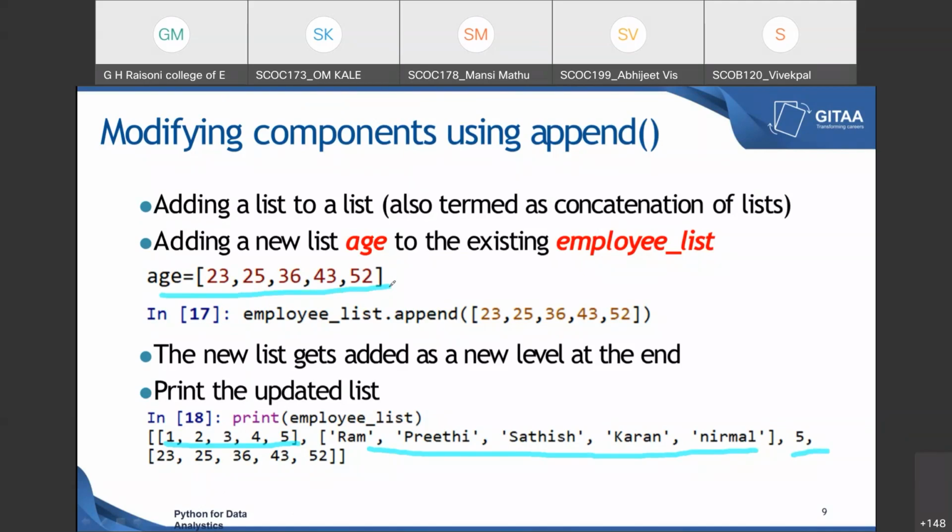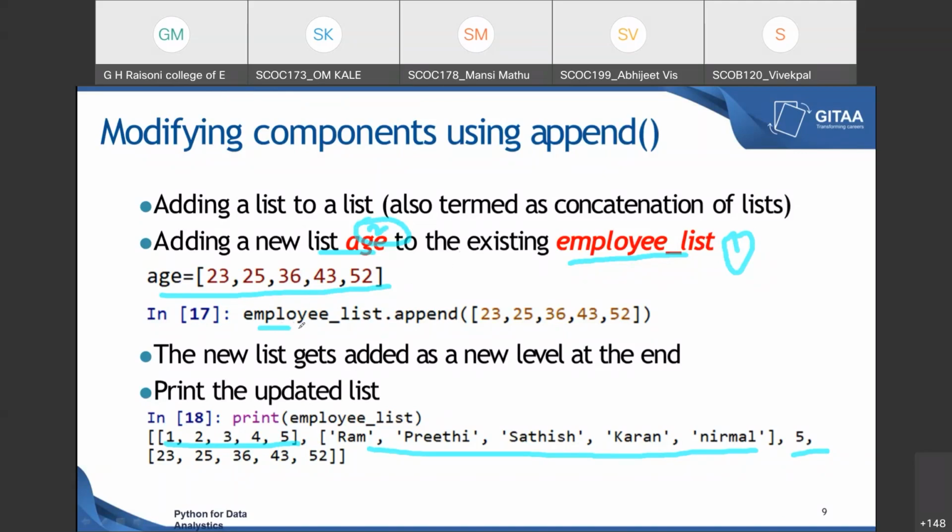I want to append the employee list with the employee age. That means the first list is employee list and the second list is employee age. I want to append these things, so it is going to be concatenation of two lists. So how is it going to work with the list, which we can call adding list to list.